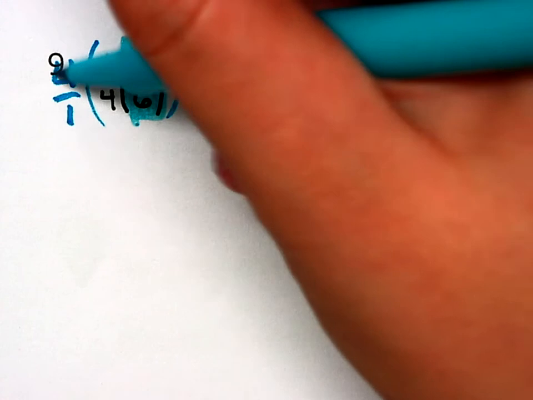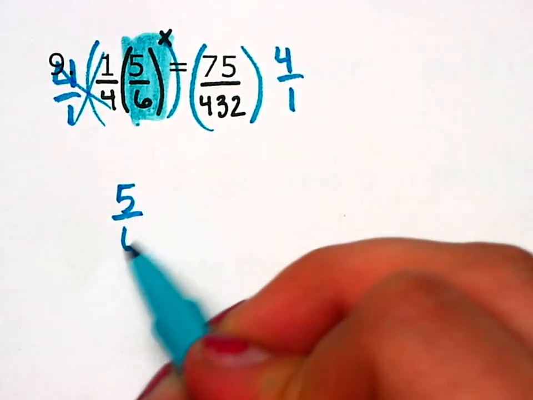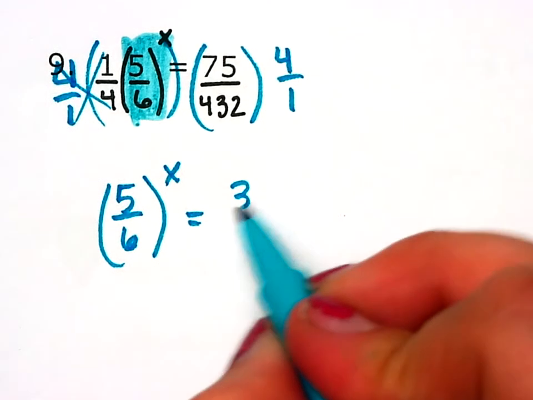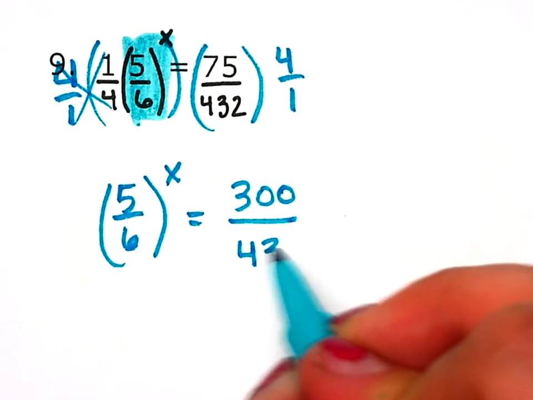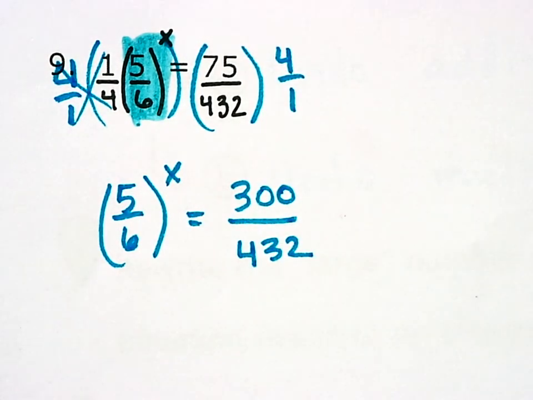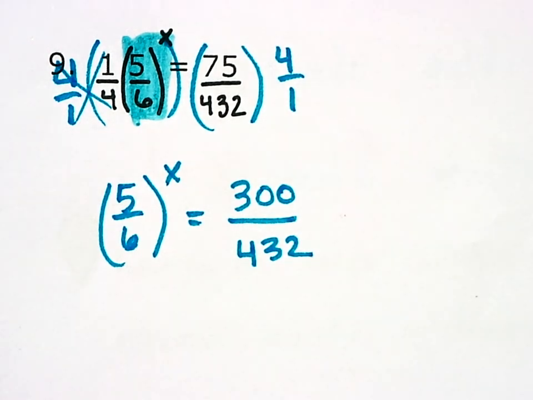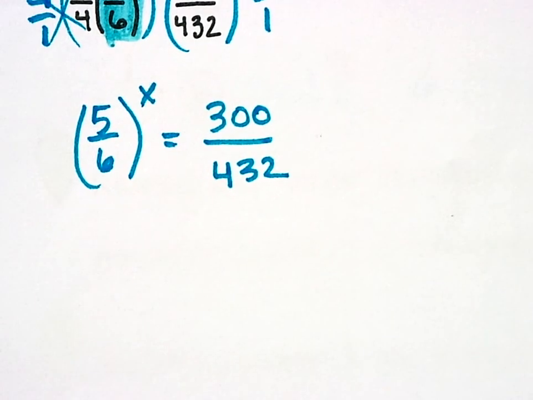So on the left side, all I have is 5 over 6 to the x, and on the right side, I have 300 over 432. Now, you may notice that these numbers are not on the table for 5 and 6. So that is my clue to simplify this fraction. I want to rewrite this so that they do have multiples of 5 and 6. So if I do, I find that 300 and 432 are both divisible by 12.